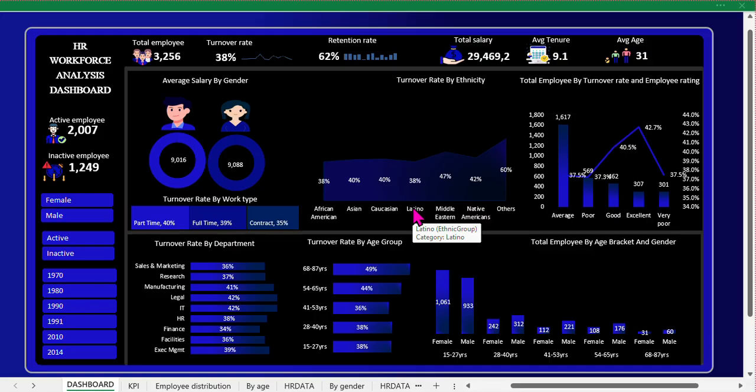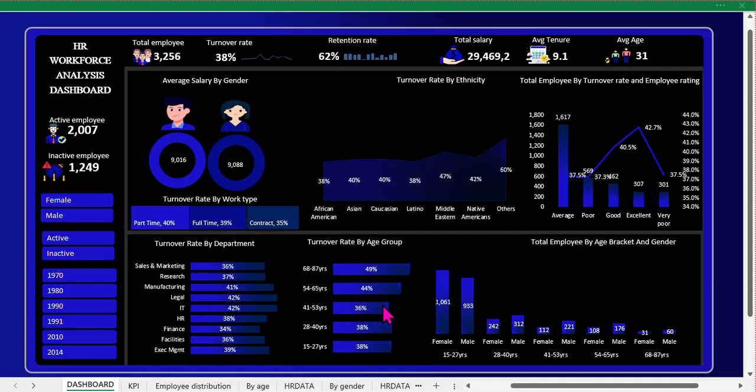The insight we can get from this chart is that cultural or inclusion-related challenges may exist. To mitigate this, there need to be targeted diversity and inclusion programs. These are the recommendations for this kind of ethnicity turnover rate.